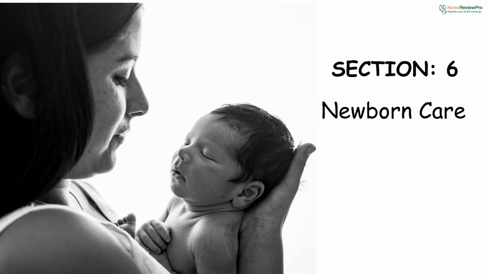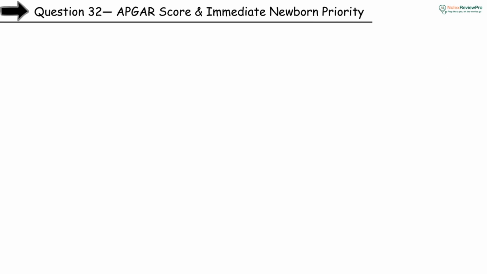Section 6. Newborn care. All right, now we move into newborn care. This section is all about recognizing what is normal in a newborn and what requires immediate action. Your priority as a nurse is simple. Support transition to life outside the womb and identify early signs of distress. Let's get into it. Question 32, multiple choice.